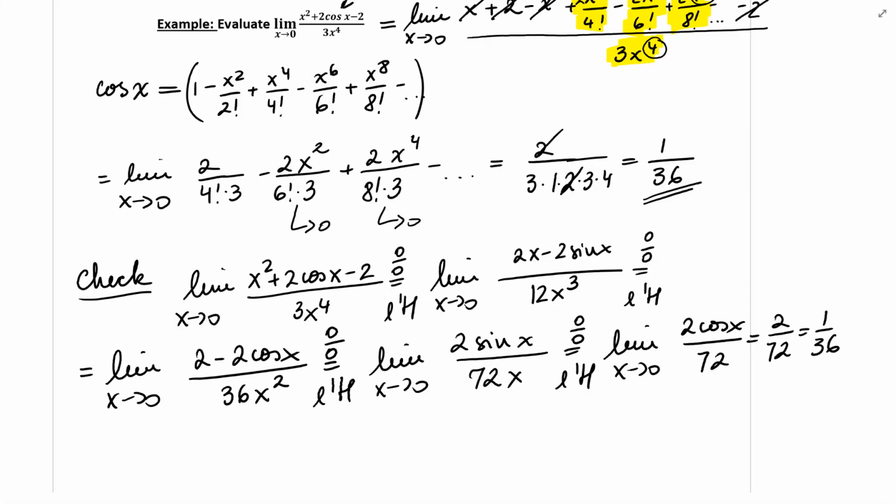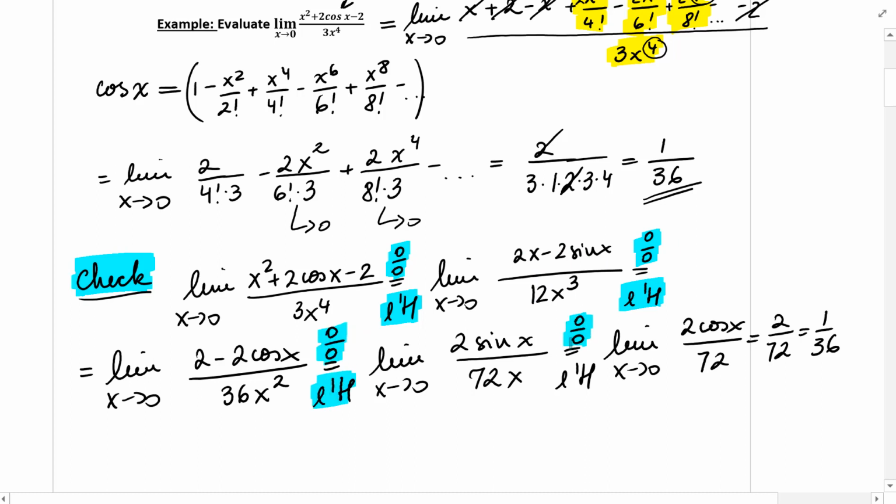Now, how else could we solve this problem? Well, we could solve it using L'Hopital. So if you checked first, you get 0 over 0, so we apply L'Hopital once, and we get another 0 over 0, so we apply L'Hopital again. Again, we get 0 over 0, so we apply L'Hopital, and again, and we end up with 1 over 36, the same answer as above, right? These two are the same, but we solve it with a different method.